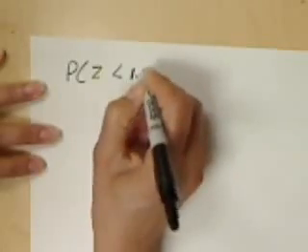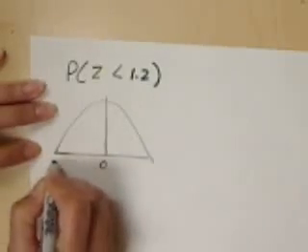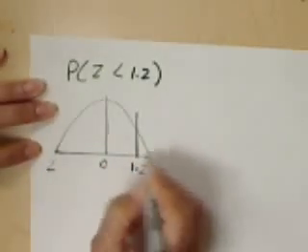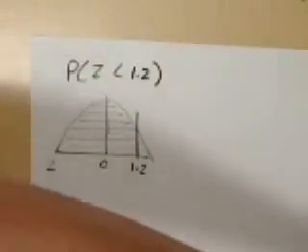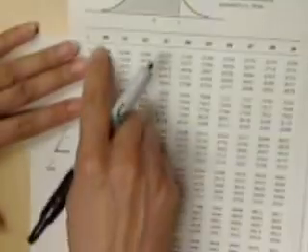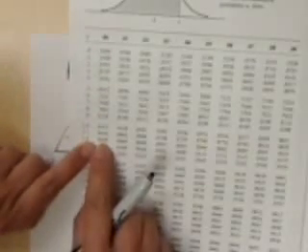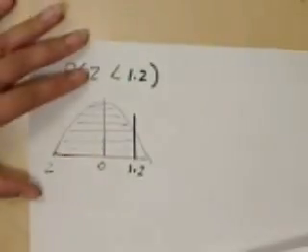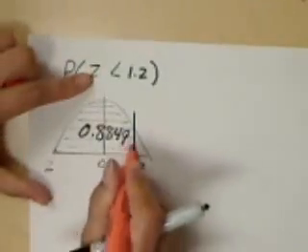Another part of this problem says, what is the probability that z is less than 1.2? Here z equal to 0, less than 1.2 would be all of this area. This is a simple reading it off of the chart. I come to the positive z values. I look up 1.20. The table entry is 0.8849. And that would be the answer to that problem.